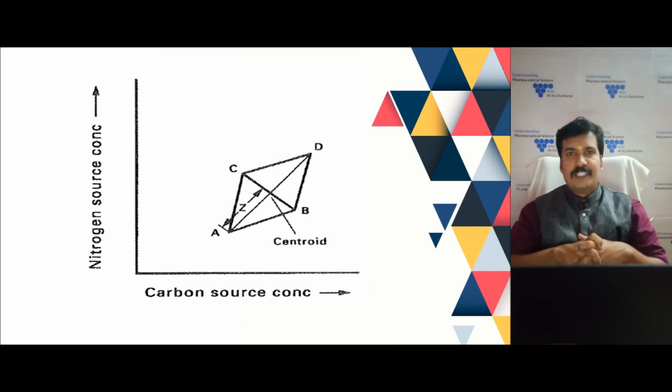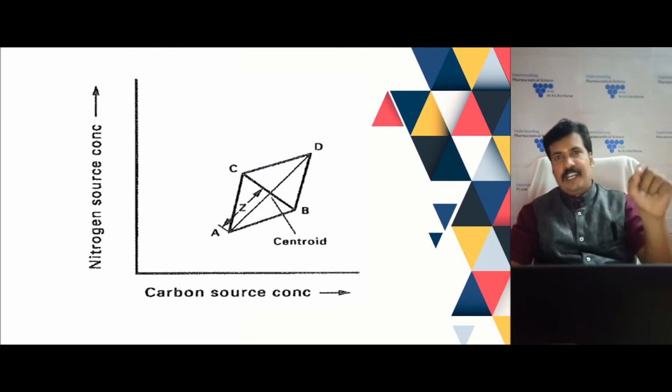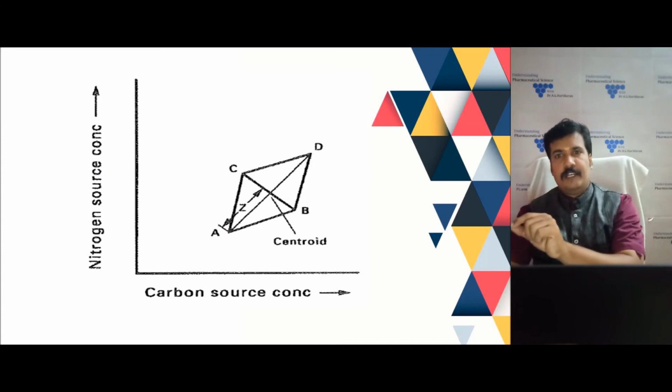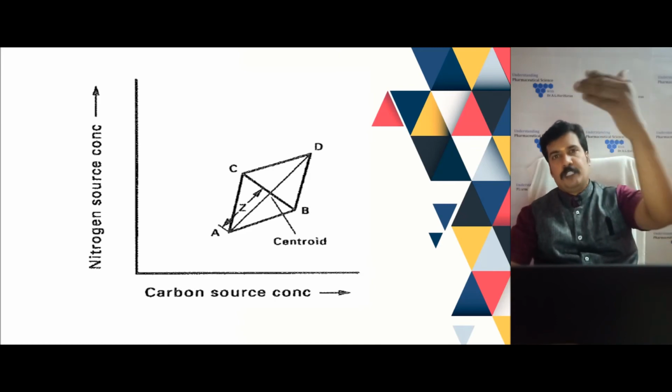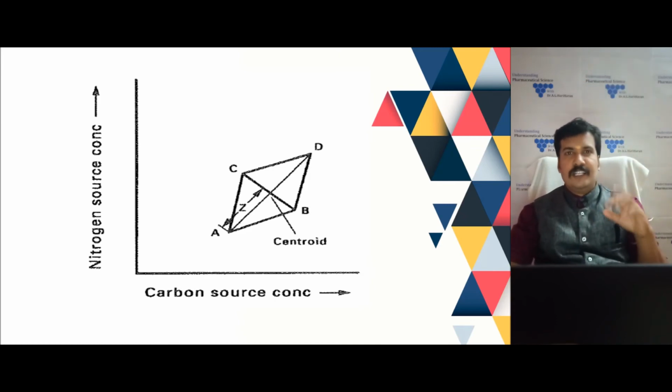Now we consider the triangle that I have shown in the picture. We have the carbon source on the x-axis and the nitrogen source on the y-axis. I have already drawn a triangle ABC. Out of this, the worst concentration is A. Now I need a reflection of A. That means I have to create a point of A in the opposite direction. So in this experiment we are creating a point D.